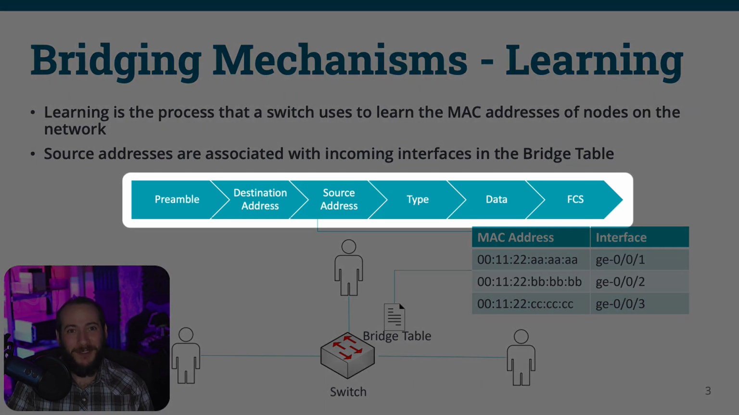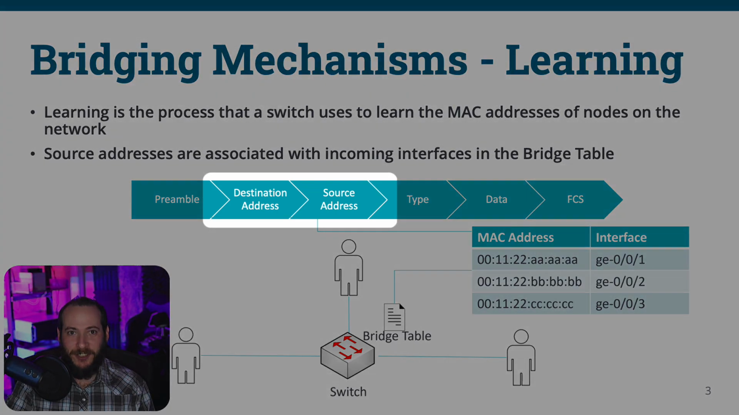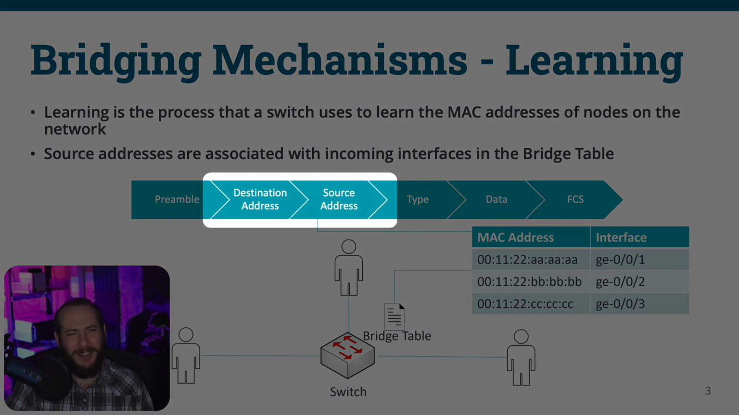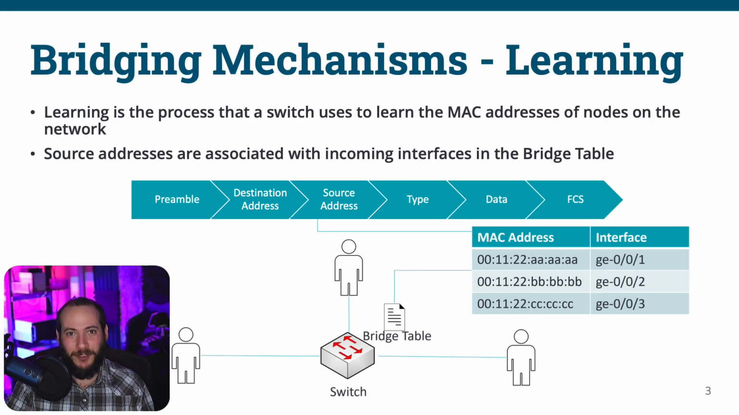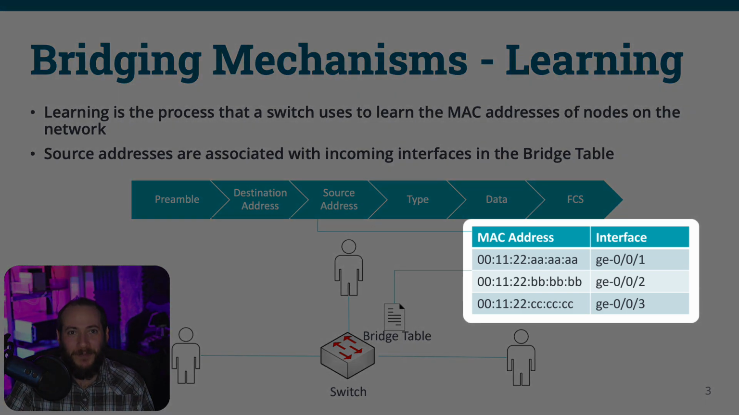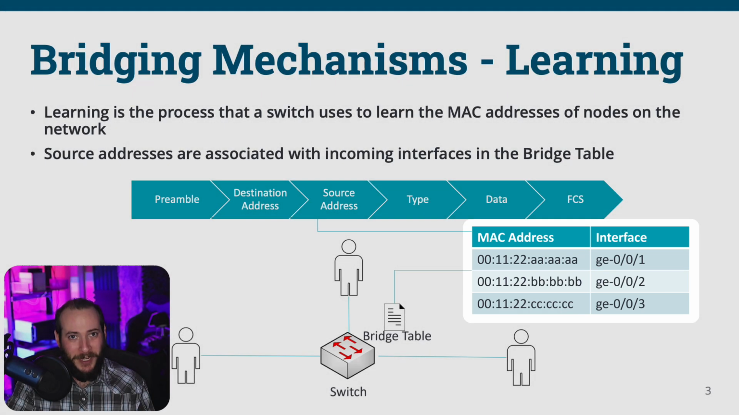Here, we have fields of an Ethernet frame header. The destination address and source address are located in the beginning, directly after the preamble. The preamble is just a sequence of alternating ones and zeros to help the device identify the start of the Ethernet frame. By default, the switch will inspect the source address and record it, along with the ingress interface, to the bridge table, like this table here. We can see our bridge table has 3 entries, with a single MAC address seen on each of 3 interfaces.